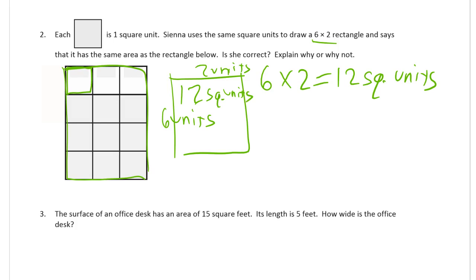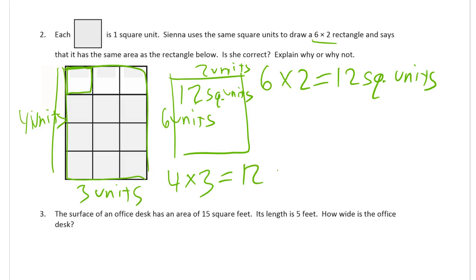So this is 12, this one is 4 units by 3 units. So this one is 4 times 3 equals 12 square units. Sienna is correct.